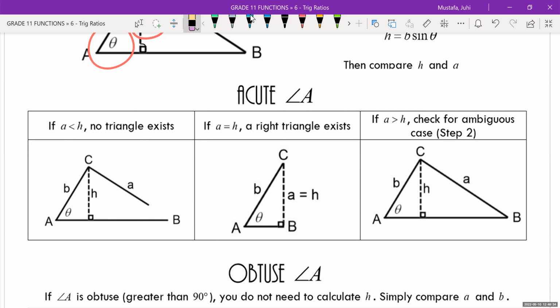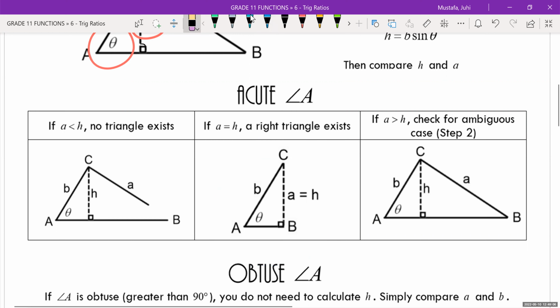In the middle situation, when your A side length and your H side length are exactly the same, you actually end up with a right angle triangle. Imagine your A side length and your H side length sort of combining, and you get one triangle which looks like this. So if the A side length and the H side length are exactly the same, the only triangle you're going to have is a right angle triangle. You can use SOHCAHTOA to answer your questions.